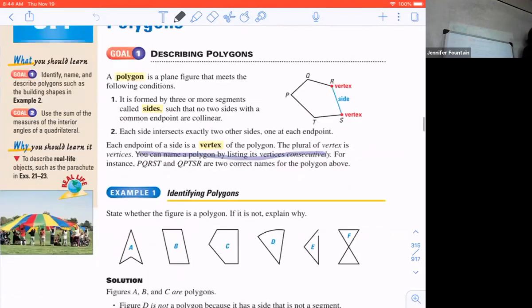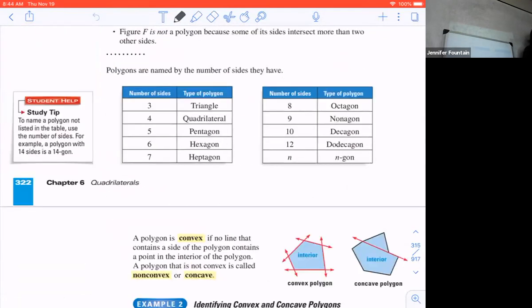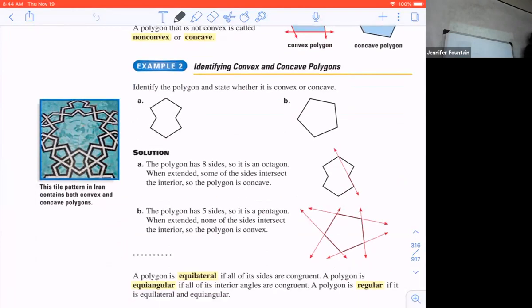Plural is vertices. We talked about looking at the different pictures of what is and is not a polygon. We talked about how you name polygons based on the number of sides that they have. And if we have an unknown number of sides, we represent that with the letter N and call that an n-gon. We talked about a convex polygon, one where if you extended each of the sides, they would all extend outside of the shape. A concave is where it caves in on itself, where if you were extending the length of the sides, it would actually run through the shape. So that's the difference in convex and concave.